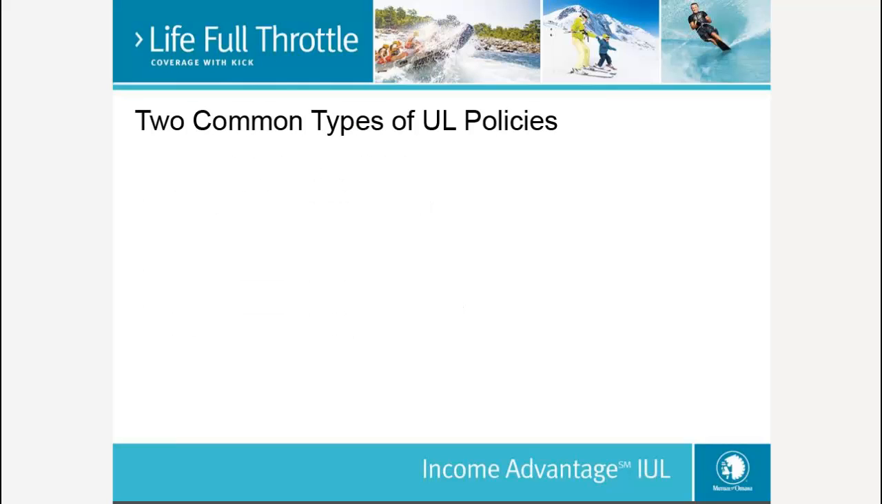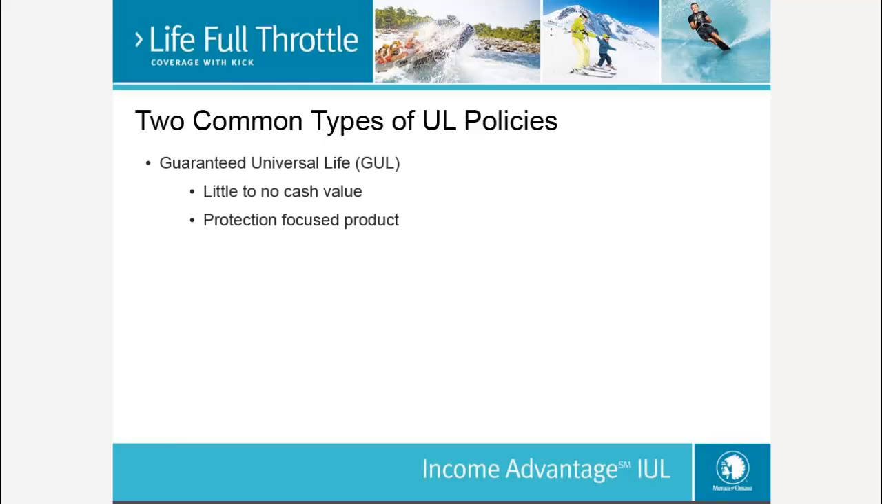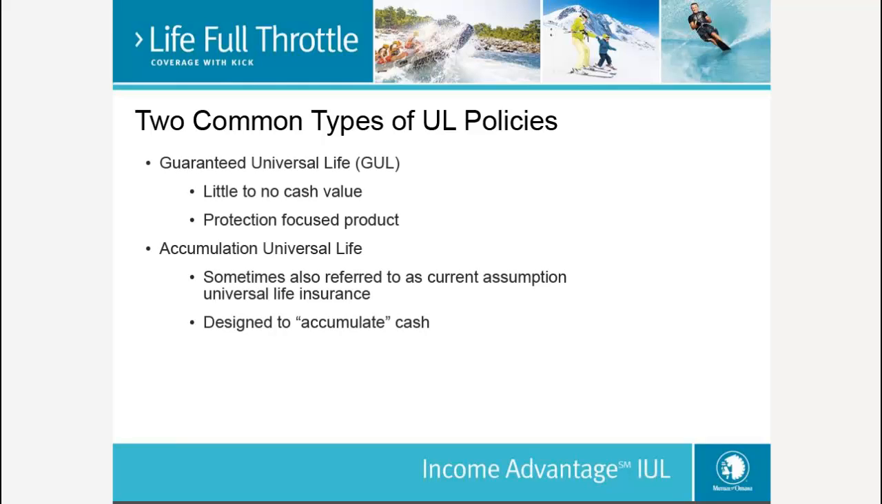There are 2 common types of universal life policies in the industry, guaranteed and accumulation, sometimes also called current assumption policies. For this lesson, we will be focusing on the accumulation policies. We will be covering GUL products in the lesson titled GUL versus IUL.